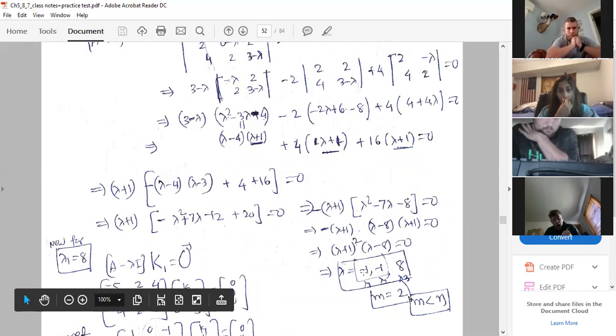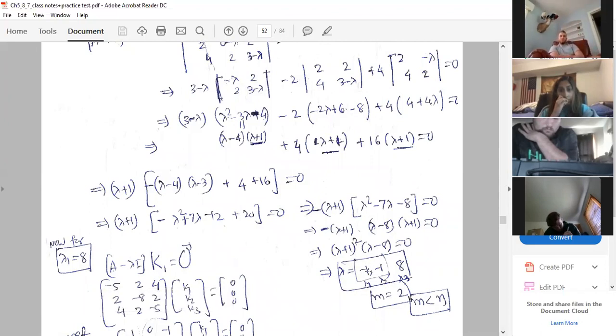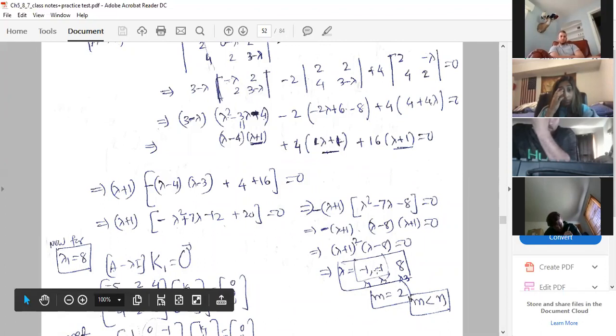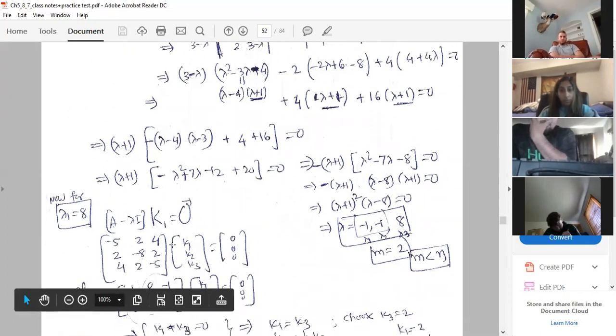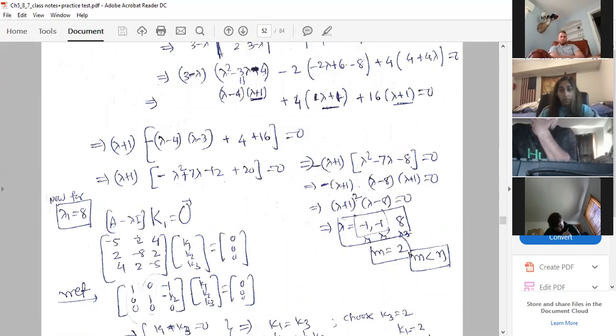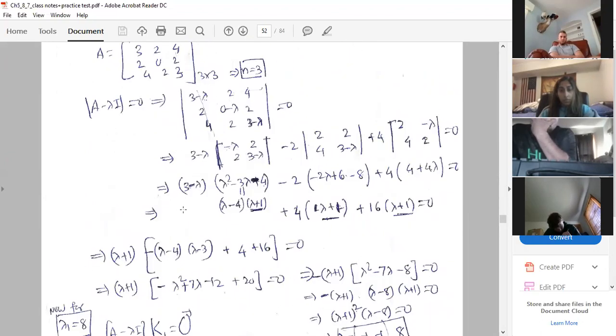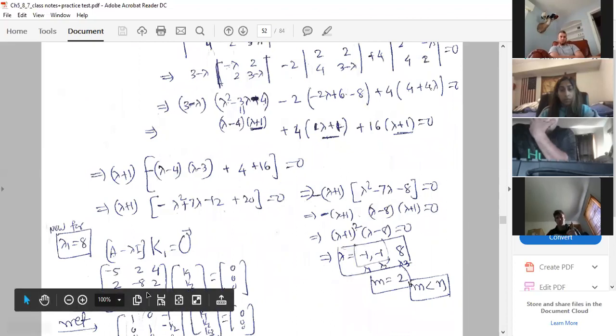Because of these 3 eigenvalues, lambda 1, -1 and 8, let me first let you know how for the same eigenvalues we can also get different eigenvectors. I would say the other way around: for repeated eigenvalues, eigenvectors are different. How? Look here. (A minus lambda I) K1 equal to 0. Suppose I take lambda 1 equal to -1. If I plug this into my matrix A minus lambda I, with lambda equal to -1, I'm going to get -5 and so on, like this is the matrix.